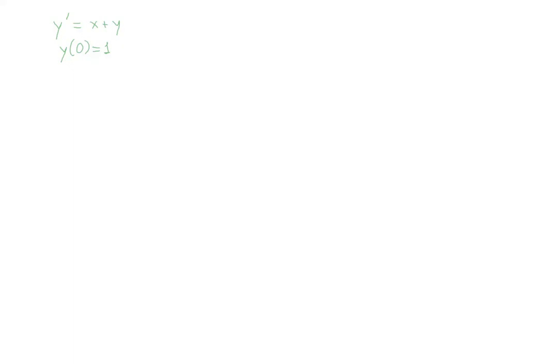So let's see how we can draw this, so to speak. It says that y of 0 is 1, which means that whatever function would be the solution to this differential equation, it would go through the point (0, 1). Okay, do we all understand this so far?